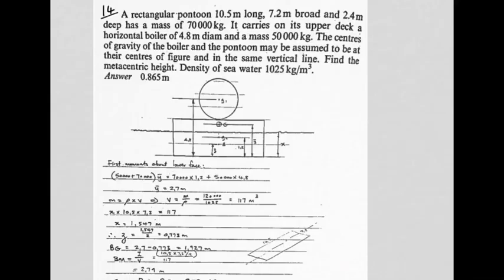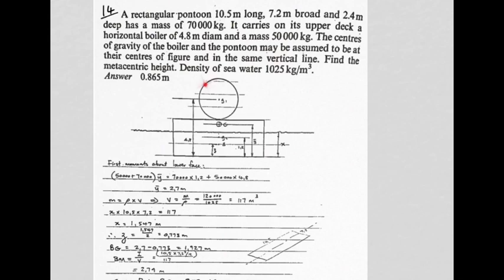In number 14, we've got a rectangular pontoon once again, and we have the dimensions and the mass, and then we're told that on the deck is this heavy boiler that's been attached, and we also have its mass. And then they also tell us that the centers of gravity of the boiler and the pontoon may be assumed to be at their centers of figure.